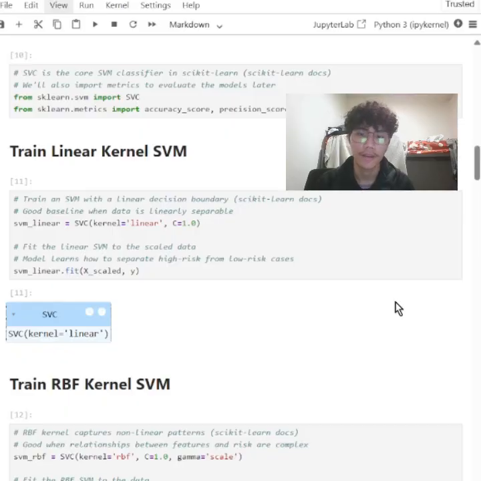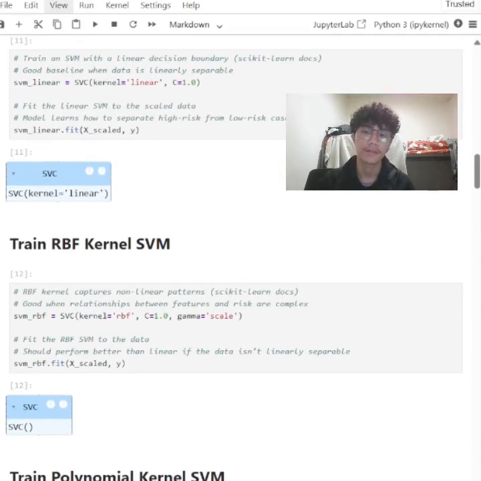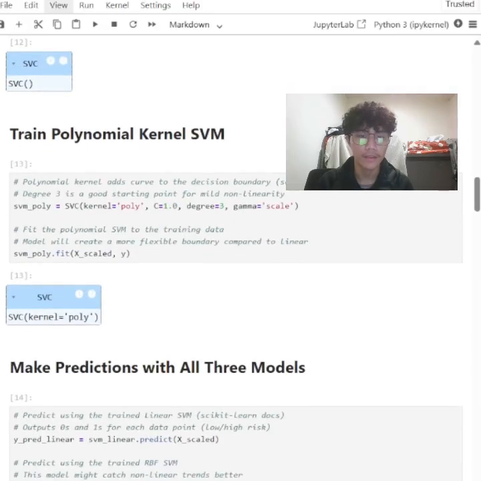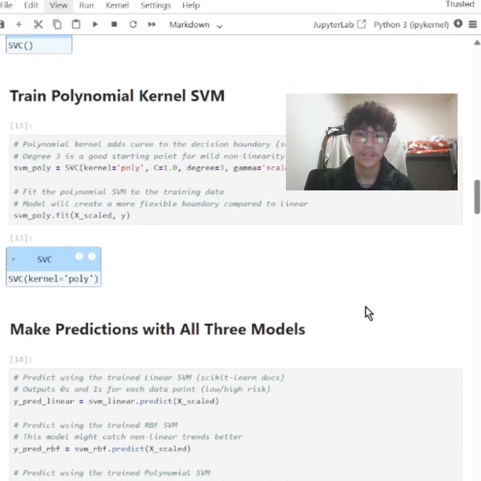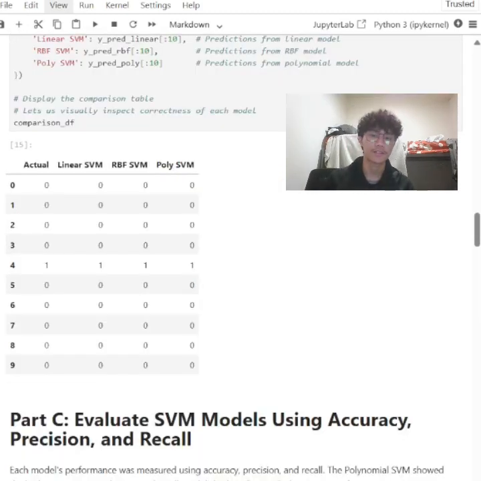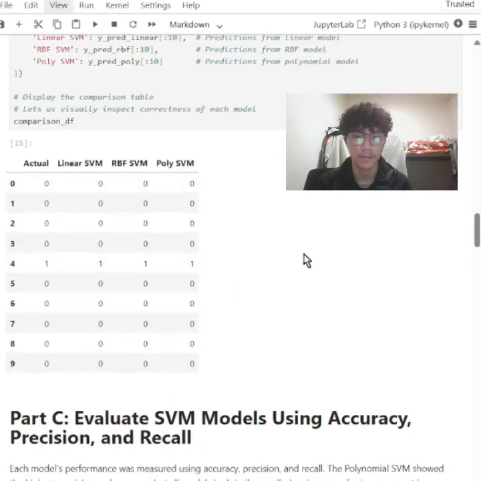And then we train our RBF kernel SVM, and the radial basis function kernel is excellent for capturing nonlinear patterns in the data, which creates more flexible decision boundaries. And then finally, we train the polynomial kernel SVM with a degree of 3, and this kernel allows for curved decision boundaries which can fit more complex relationships. Now, after training, we use each of our models to make predictions on our scaled dataset. And to get a quick sense of their performance, I created this comparison table showing the first 10 actual values against the predictions from each of our SVM models.